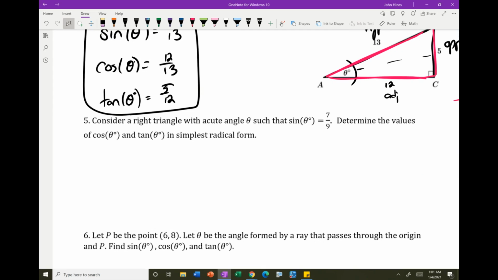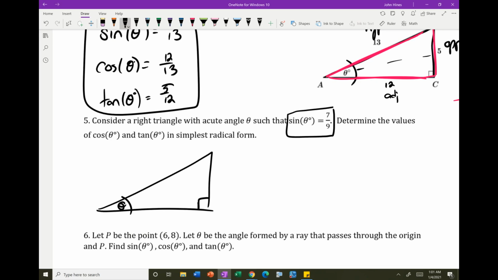So consider a right triangle with acute angle theta. Let me draw a right triangle. Right triangle, acute angle theta. Such that the sine of theta, they're giving me information here, is the ratio 7 to 9. Sine is opposite over hypotenuse. So in my triangle, the ratio of these 2 sides, this side to this side, needs to be 7 over 9. 7 over 9. That's what we're going to do.